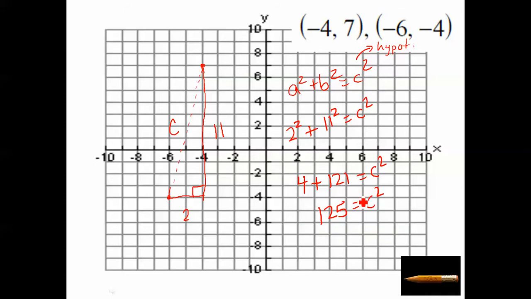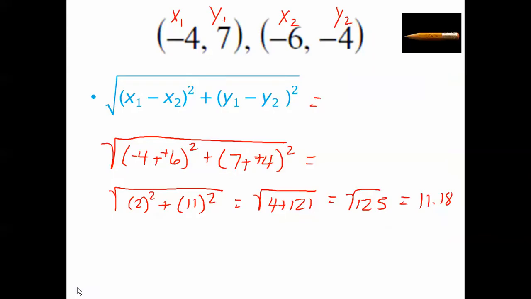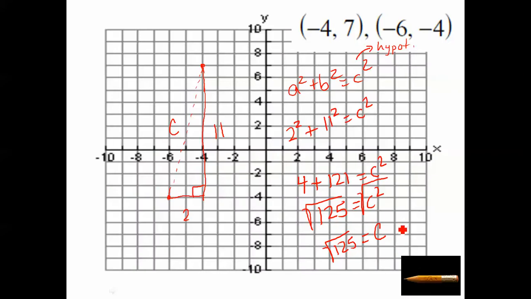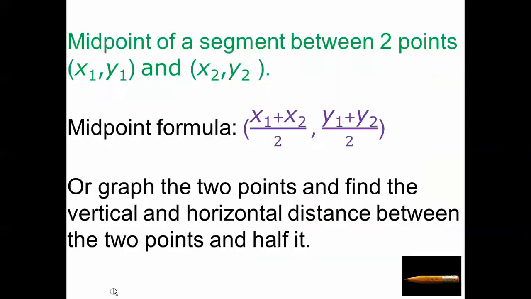And then I get rid of the squared, remember, by taking the square root of both sides. So c equals the square root of 125, which is the same thing we got back here on this side. And our answer is 11.18. So we get the same answer no matter which way we do it. We can construct a right triangle and use the Pythagorean theorem, or we can use our formula.